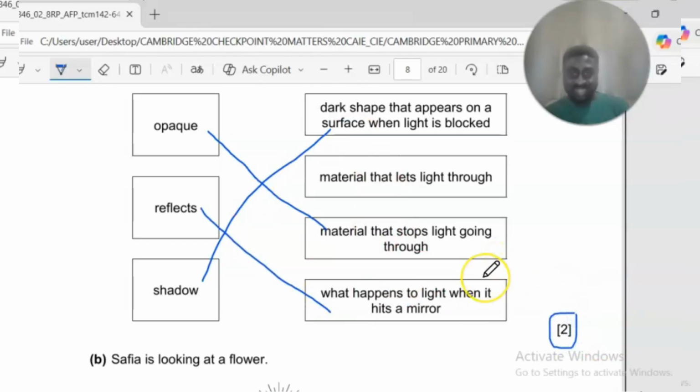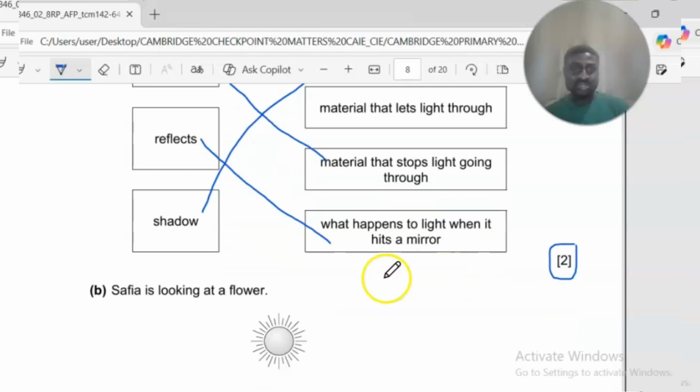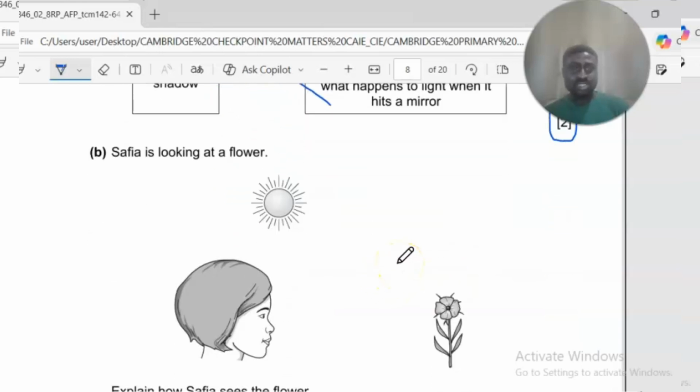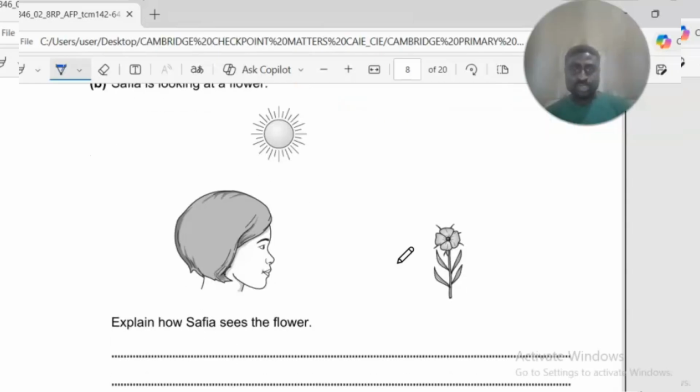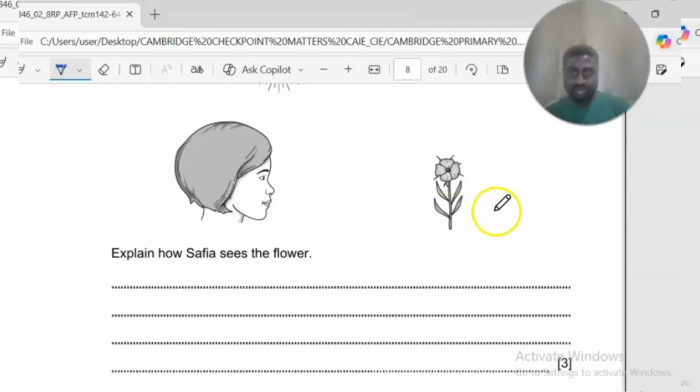All right, take out time to still do this on your own and pause the video at intervals. The B part of this question says, Sophia is looking at a flower. So this is Sophia here. This is the sun above her head or in the sky. Then this is a flower in the environment or a particular habitat. Of course, terrestrial habitat. Explain how Sophia sees the flower.